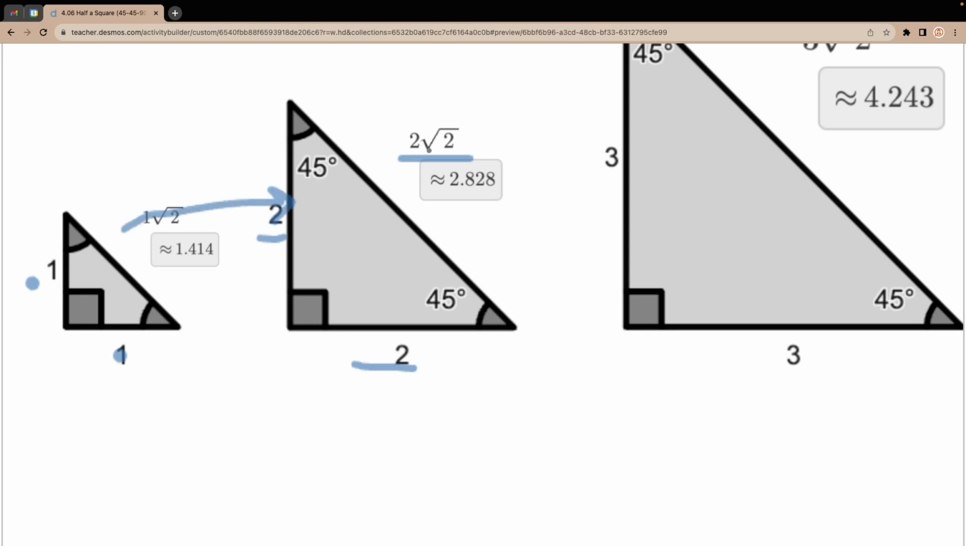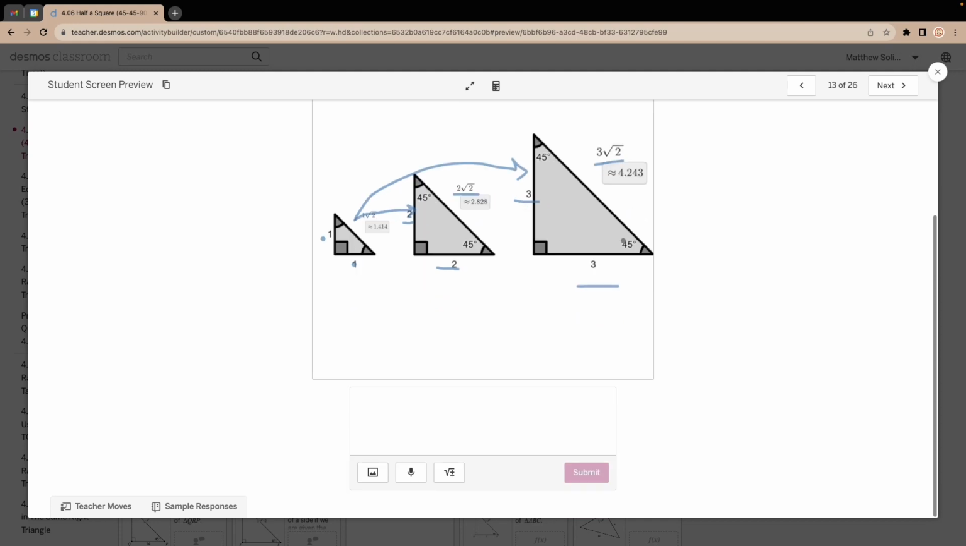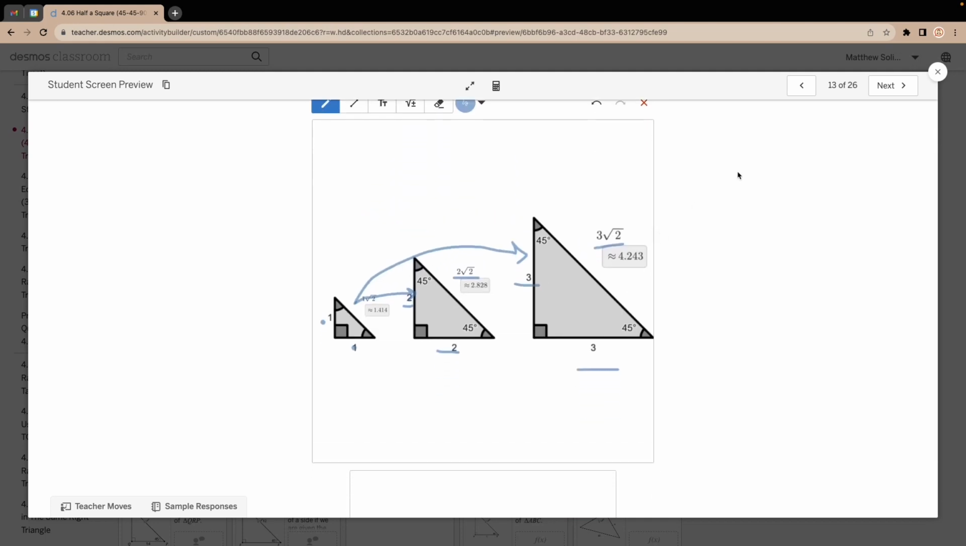So now it's 2 times the square root of 2. If we multiplied that triangle by 3, it'd be 3, 3, 3 square root of 2. All these triangles are similar, so they follow the same pattern. So the legs are the same, and the hypotenuse is the leg times square root of 2.